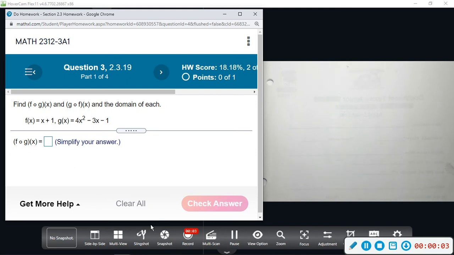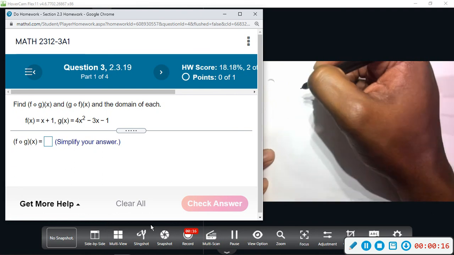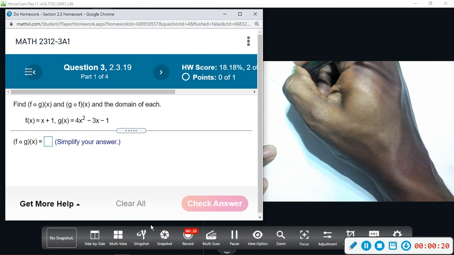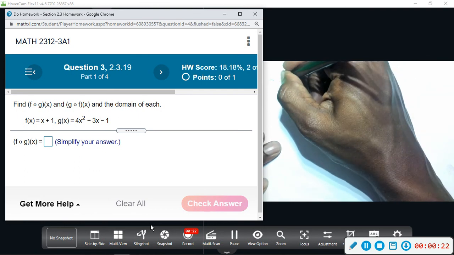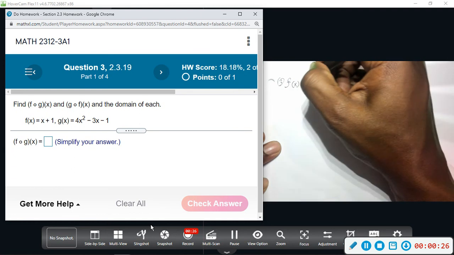Alright, number 3, we want to find f of g of x and g of f of x and then the domain of each. As you start out with these composition of functions and finding domain, you want to find the domain of each of the functions first. Okay, so this is number 3. You want to find f of x first.